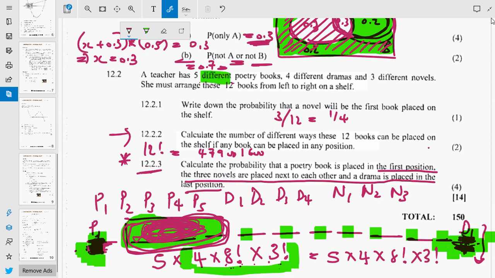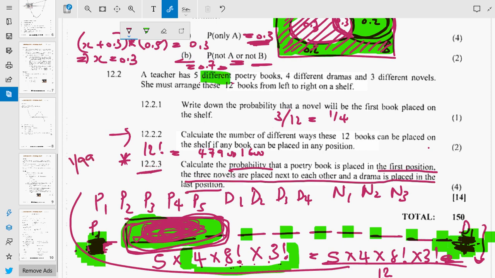There is another way to think about this, but I think that will probably confuse you. So these are the number of ways I can do the arrangement. Now they are looking for the probability, so I need to divide this whole thing by 12 factorial. Okay, and you punch the whole thing in your calculator, you're going to get 1 over 99, which is 0.01.